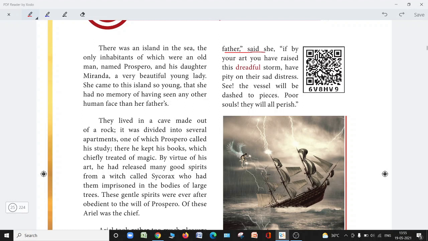"Oh, dear father," said she, "if by your art you have raised this dreadful storm, have pity on their sad distress. See, the vessel will be dashed into pieces. Poor souls, they will all perish." In these lines, the daughter is feeling sad for the poor souls suffering in that dreadful storm. What is dreadful? Dreadful means fearful. It is extremely bad. It is unpleasant. The fearful storm is created in the midst of the sea, and those poor souls are struggling in that sea.